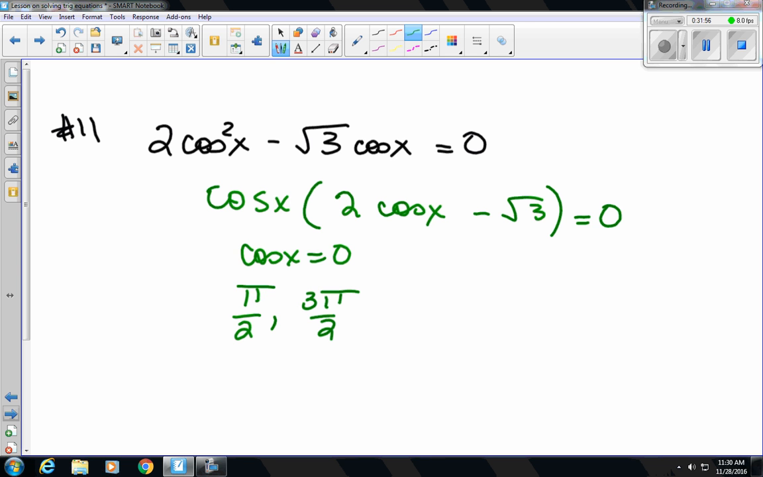Calm down. Okay, now the next part. 2 cosine of x minus the square root of 3 equals 0. Cosine of x is equal to root 3 over 2. There are 2 places on the unit circle where cosine is positive. First quadrant and where else?